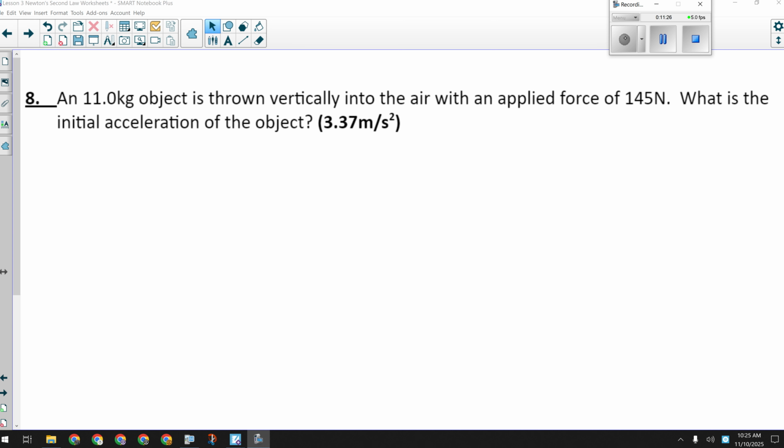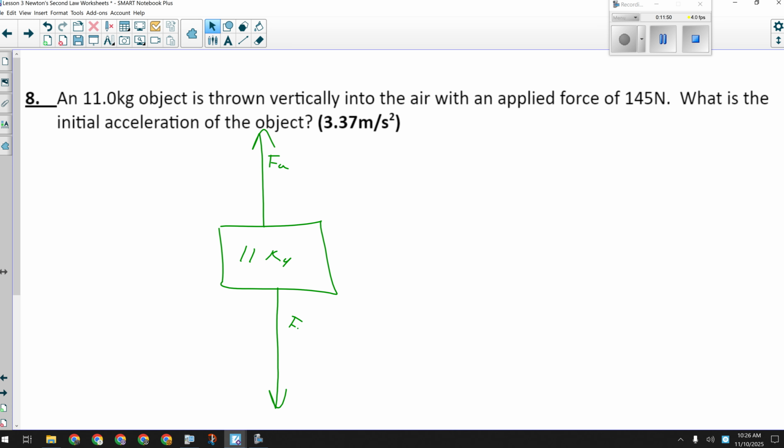Okay, so number 8 is one of those questions I was talking about last week when we did the elevator questions, and I said this is a question where people forget what force? Gravity, yeah, because they just picture this thing being thrown up in the air, they draw a free body diagram and they just draw this, right? And this would be the applied force upwards. They forget, okay, that this is an 11 kilogram object that has weight, because, well, we're on Earth, okay?